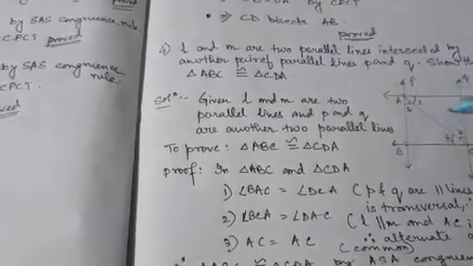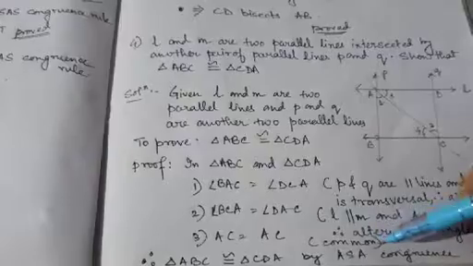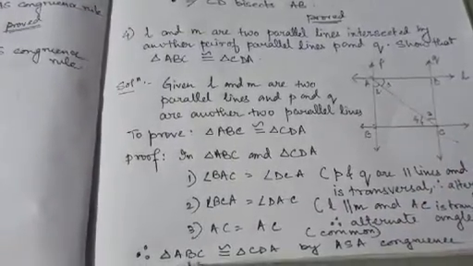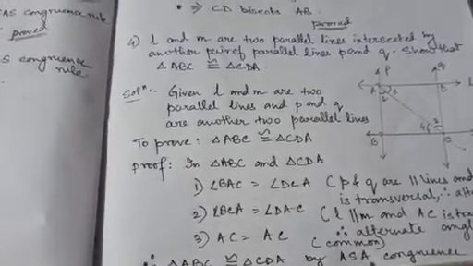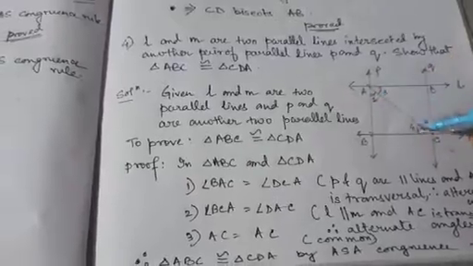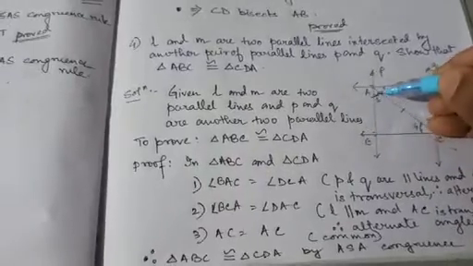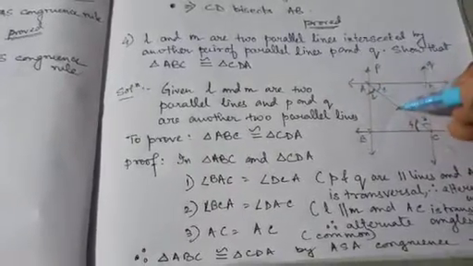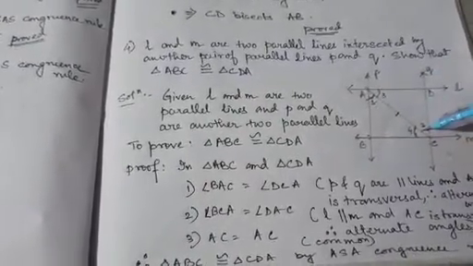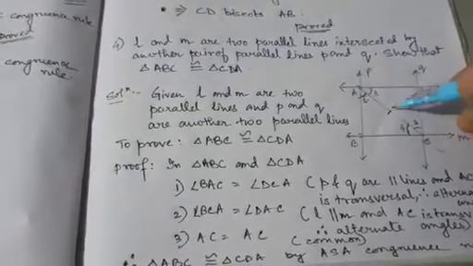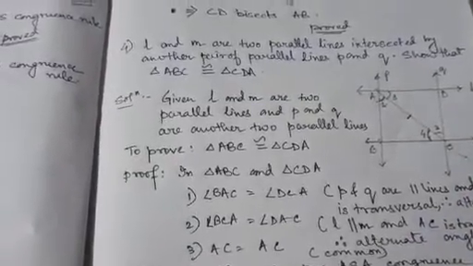And both the triangles have AC as common side. So I have written AC is equal to AC, common side. Therefore, triangle ABC is congruent to triangle CDA by angle side angle congruency rule. So these are the angles and this is the side. For triangle ABC, angle 1 and angle 4 are the angles and the included side is AC. For triangle DAC, angle 3 and angle 2 are the angles and AC is the common side. So by angle side angle congruency rule, they are congruent to each other.